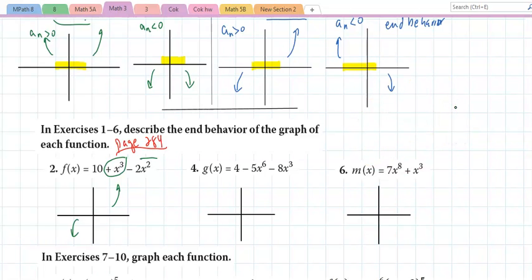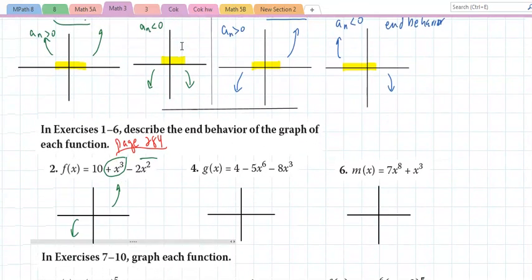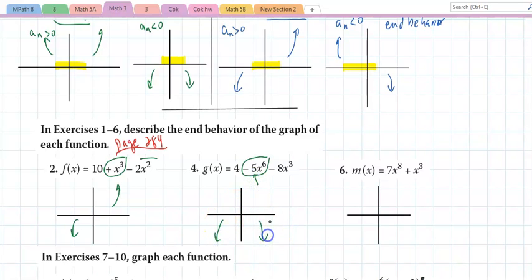So if n is odd, 1, 3, 5, 7, or n is even, 2, 4, 6, 8, the graphs will behave just like this. Meaning, if I look at number 4, I notice the leading term is negative 5x to the 6th. So again, if n is even, I'm thinking of a parabola. Since this number is negative, the parabola is going to open down. The end behaviors are going to look like this.